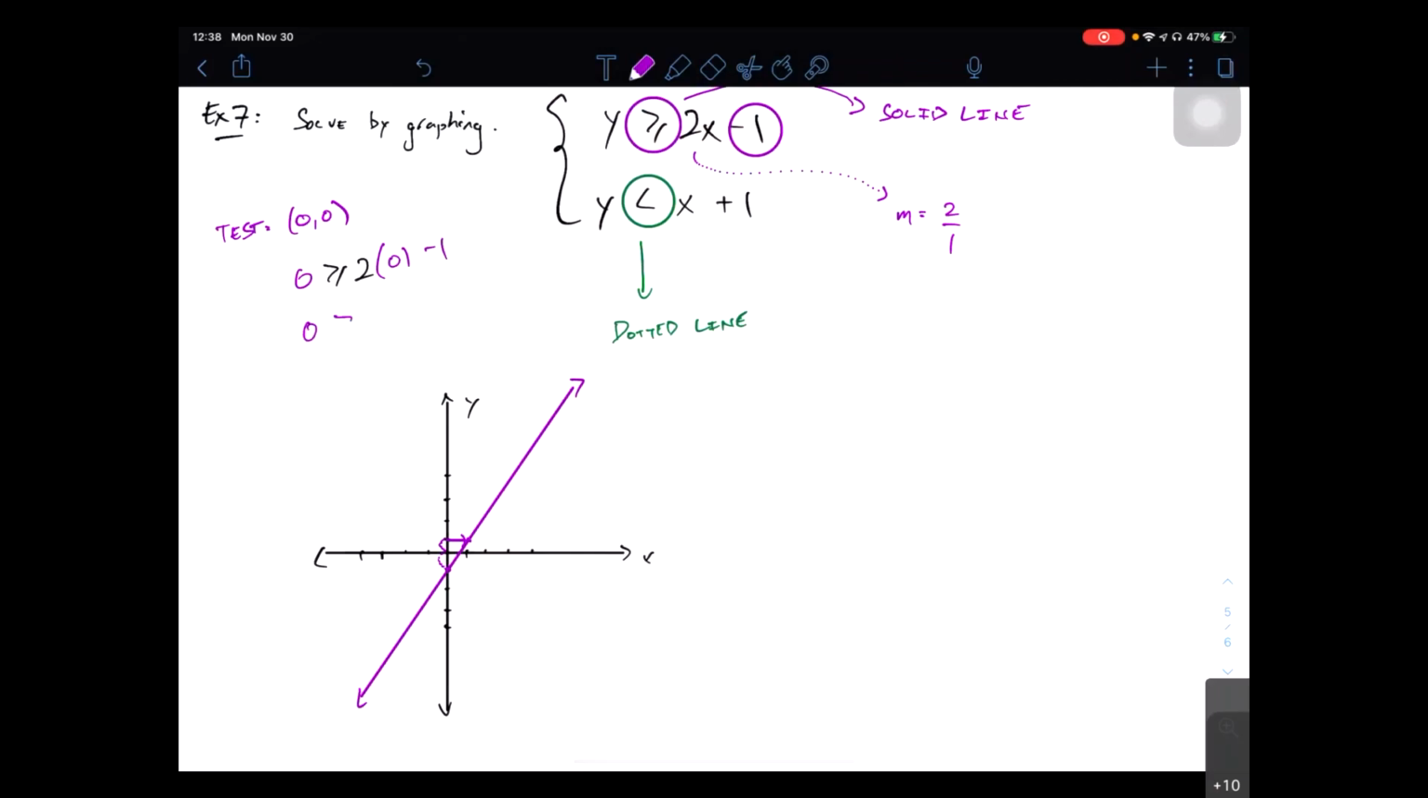So is it true that 0 is greater than -1? The answer is yes, it is true. So you shade the region where the origin is. So you shade this side. But you have to do the same exact thing for the green as well. So let me actually shade this a lot nicer with lines so you can see what's going to happen.